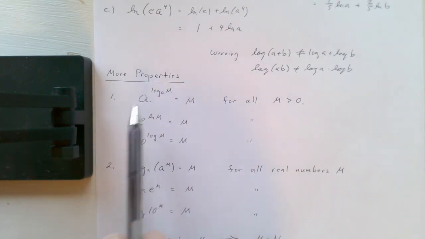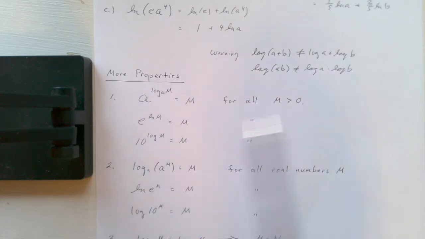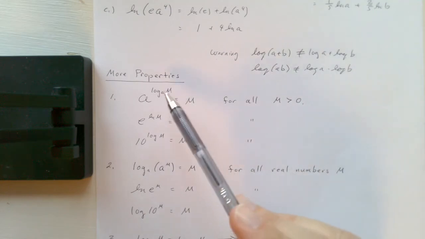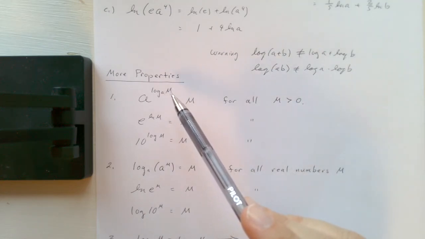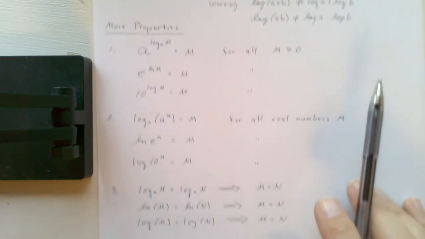2 special cases, when a is equal to e, we get this, and when a equals 10, we get this. And this holds for all positive m. It doesn't hold for all real m because you can't take the log of a negative number, right? So this holds for all positive values of m.